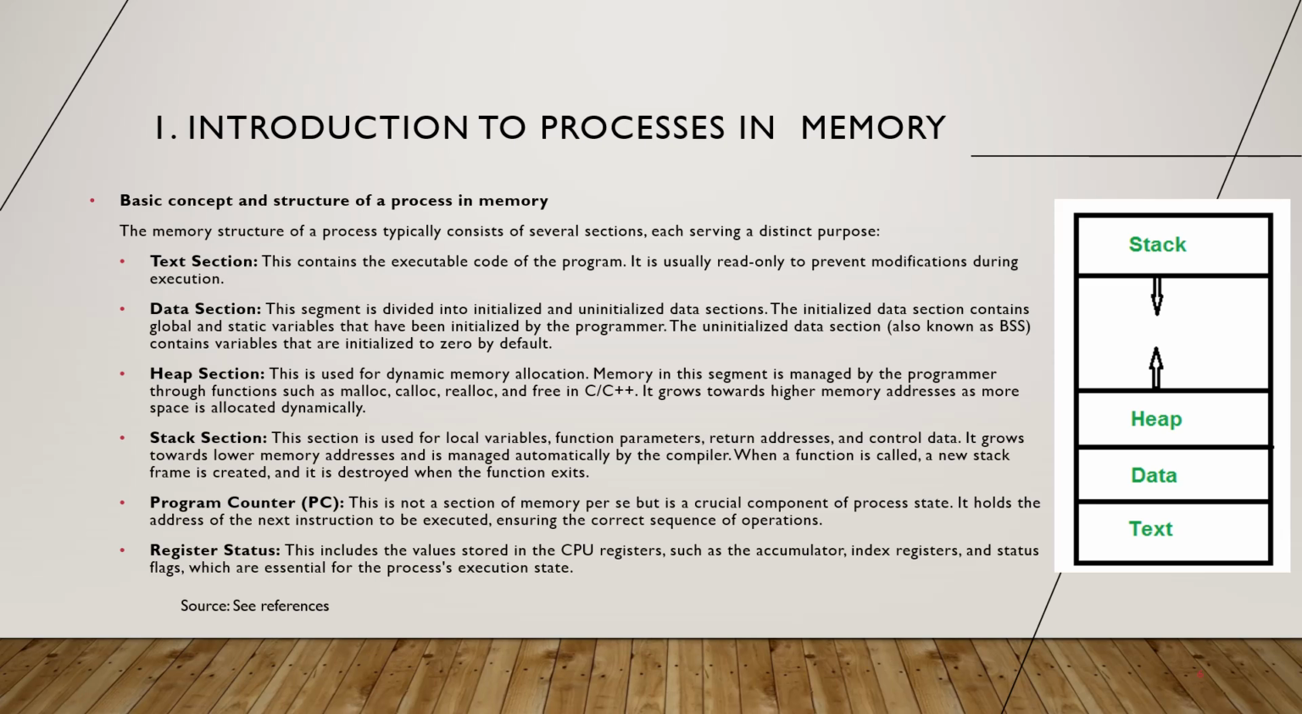Program counter. This is not a section of memory per se, but is a crucial component of process state. It holds the address of the next instruction to be executed, ensuring the correct sequence of operations. Register status. This includes the values stored in the CPU registers such as accumulator, index registers, status flags, which are essential for the process's execution state.